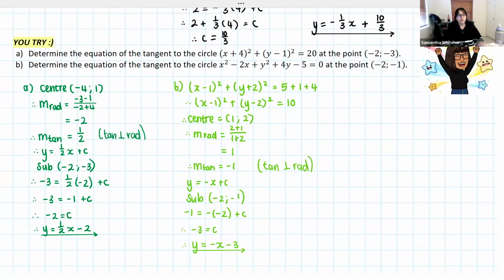Okay, the only thing now in question B is you did have to complete the square in order to find your center. But once you had that, easy peasy, no stress. Ma'am, can I ask why is the two negative? Why is it -2 in question B?